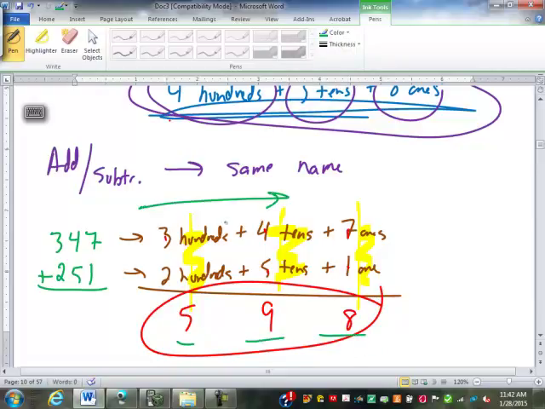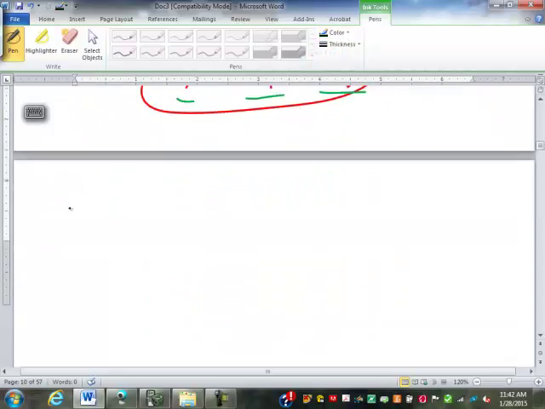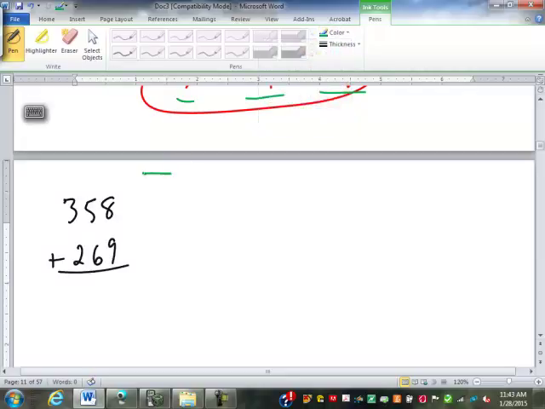Now some of you might be looking at that thinking, he did it backwards. I started on the left and went to the right. We've been taught to start on the right and work our way back to the left because you might have to carry. Problems like this: 358 plus 269. We start on the right because 8 plus 9 is 17, so it's 7, carry the 1. 1 and 5 is 6, plus 6 is 12, so 2 carry the 1. 1 and 3 is 4, plus 2 is 6.